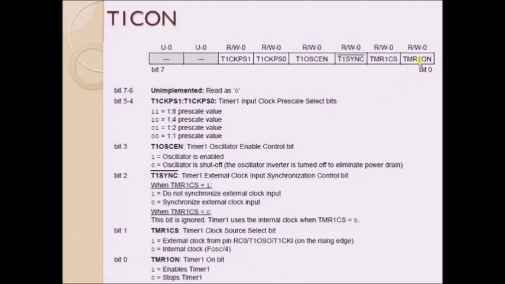And then you have timer 1 on. So if you program it to 1, then the timer 1 gets enabled. If you program it to 0, then the timer stops. It will not count the pulses.